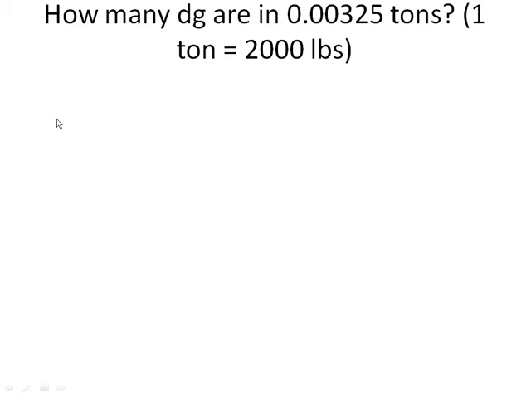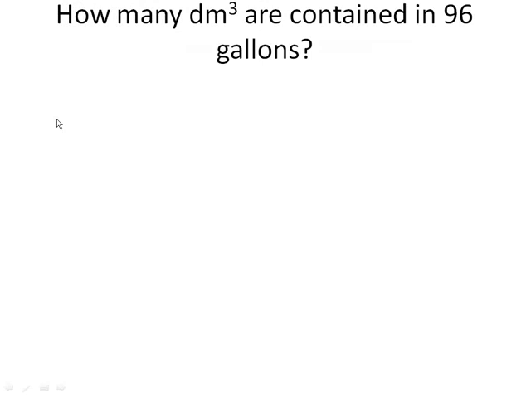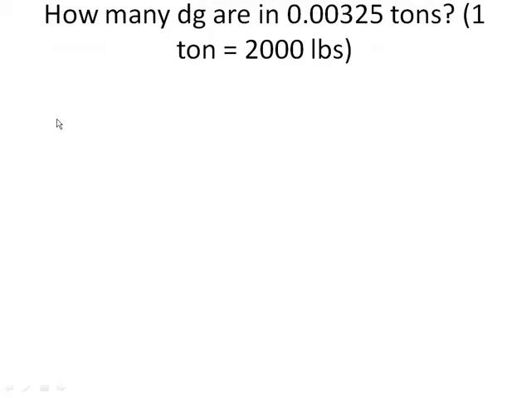Okay. How many decigrams are there in 0.00325 tons? Knowing that 1 ton equals 2,000 pounds. I'm just going to sneak ahead here and see how many more examples we have. Oh, just 2. Okay. So decigrams from tons. So I have 0.00325 tons. And we know that 1 ton equals 2,000 pounds.